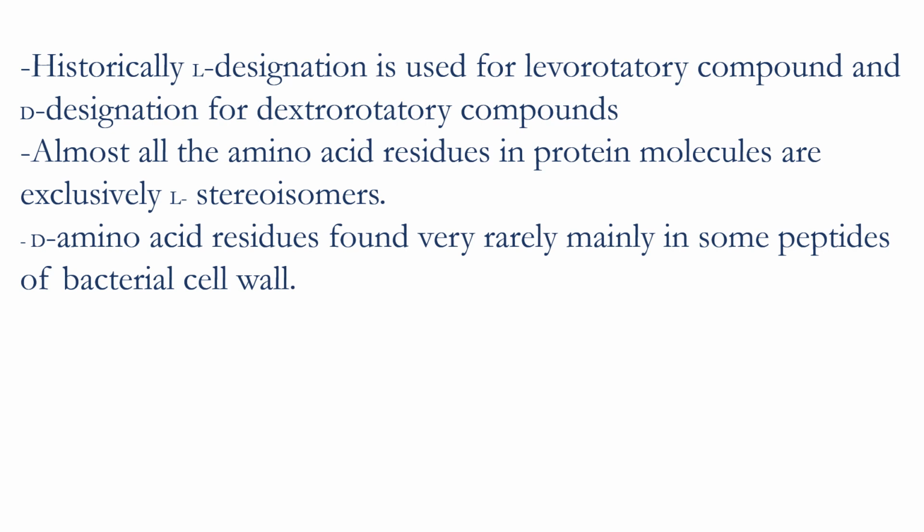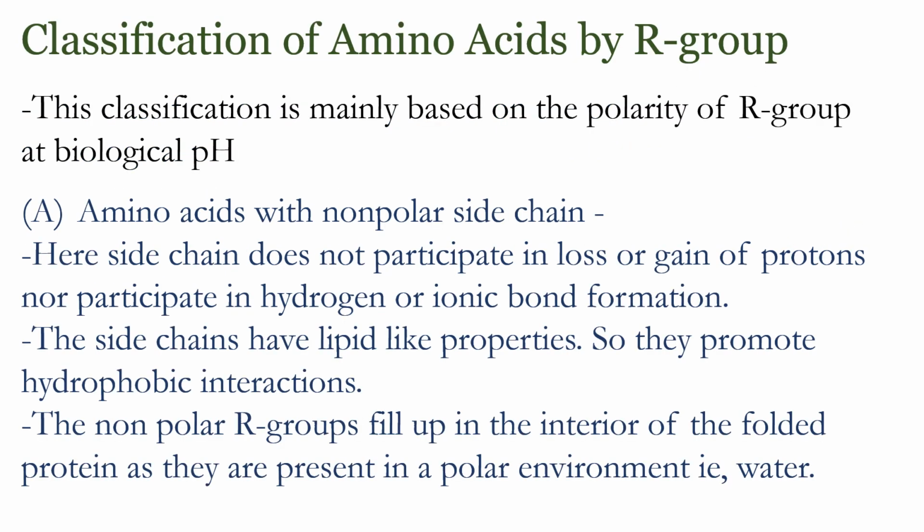Though amino acids have two forms, it's remarkable to know that all the amino acid residues in protein molecules are exclusively L stereoisomers. In bacterial cell walls, some D amino acid residues are found, but very rarely in proteins. Otherwise, all the amino acids are L stereoisomers. Then, classification of amino acids by R group. This classification is mainly based on the polarity of the R group at biological pH, that is, pH equal to 7.0.